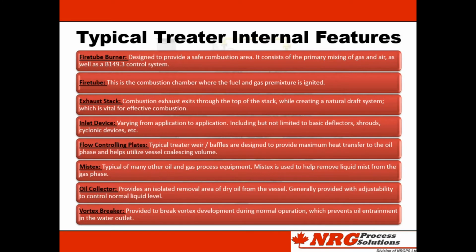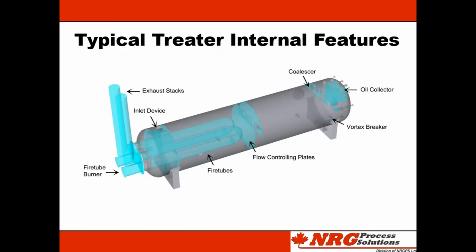The inlet device is a standardized feature which is used to control inlet momentum and can come in many variations. The flow controlling plate gives the designer the ability to introduce a more favorable flow profile. The coalescer is used to assist in water droplet formation and strip any mist from the gas. The oil collector box is where the final pipeline spec oil is removed via the oil outlet. The vortex breaker prevents vortex creation during the water phase removal.